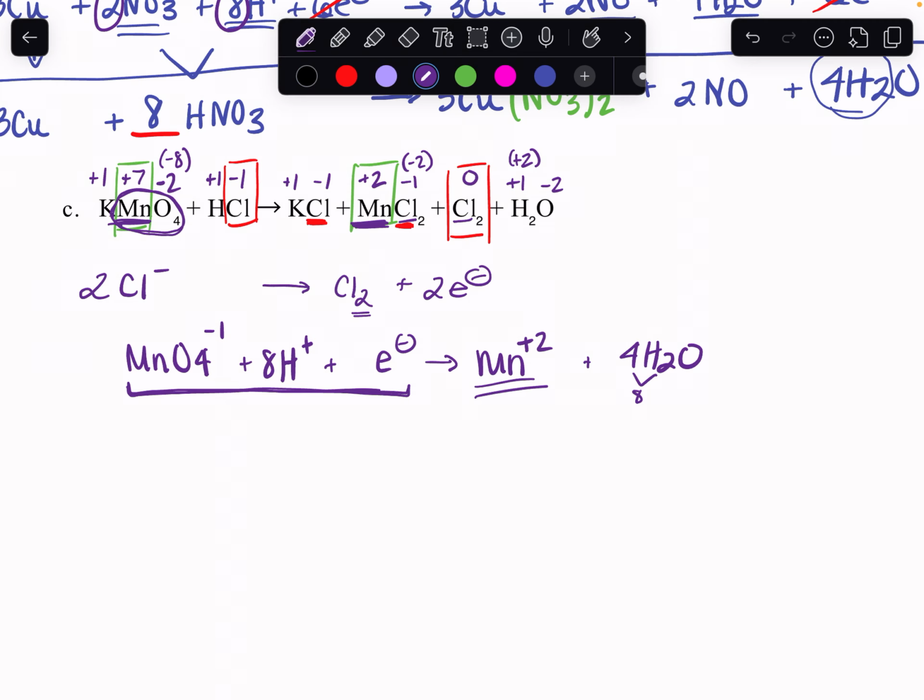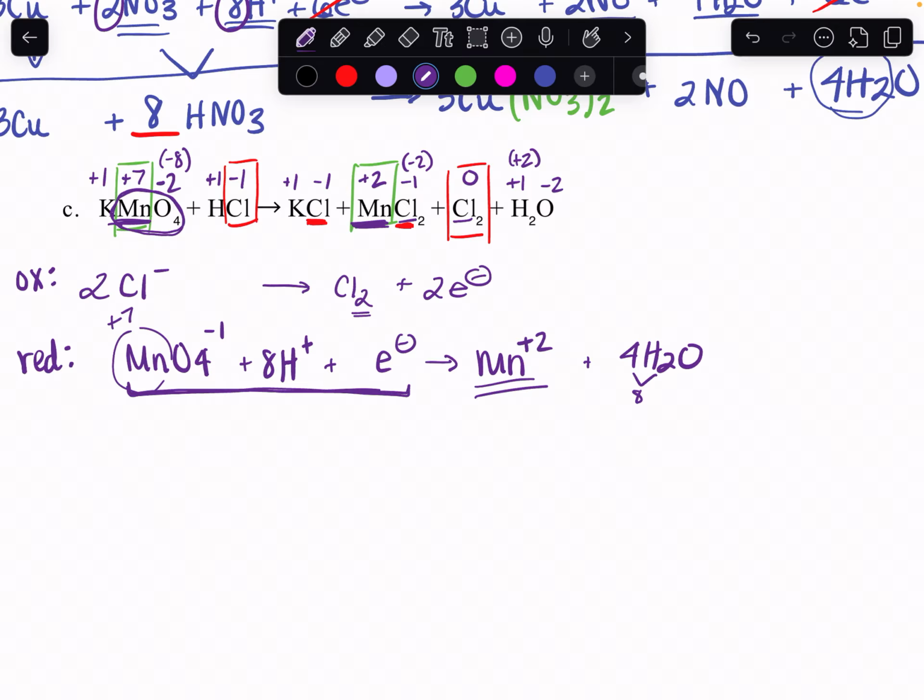MnO4. Oh no, I was right the first time. Oxidized, reduced. Because I totally forgot that manganese does have that +7 charge, and it's getting reduced to a +2. Okay, that's an important bit of information.